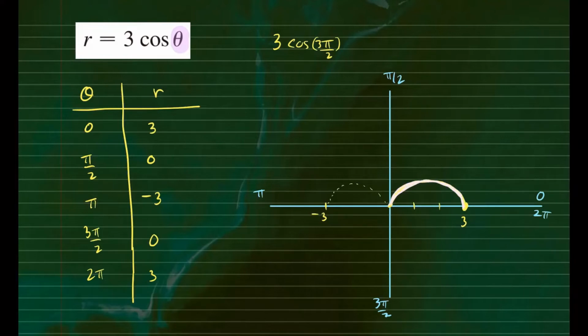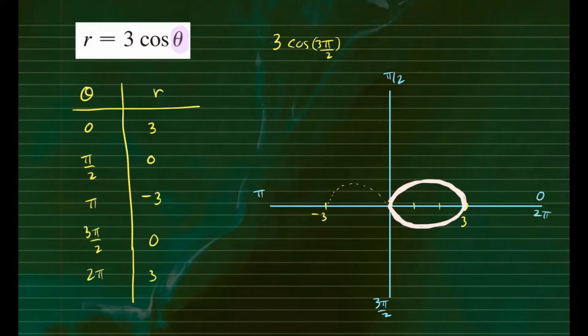And then going to 3 pi over 2, we're back to 0. So that's right here. And then at 2 pi, we're back to 3. So we're going to loop around right here. So we got our picture. There you go. That's the circle where r is 3 cosine theta.